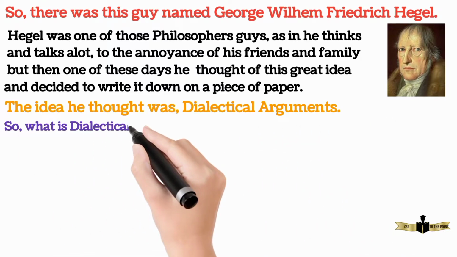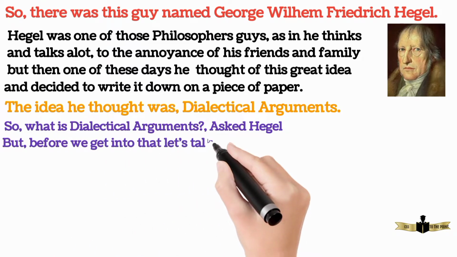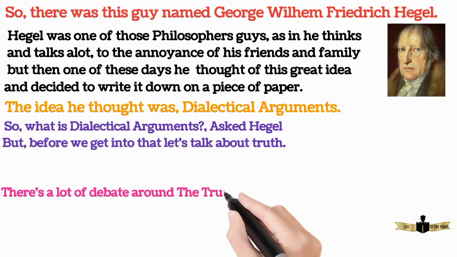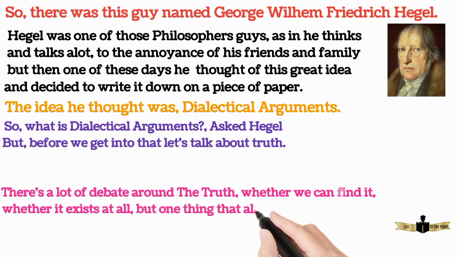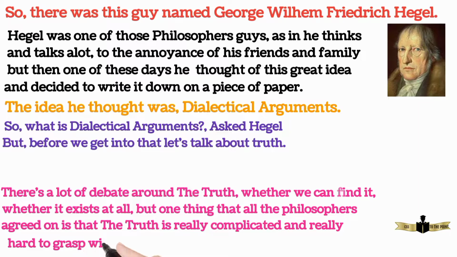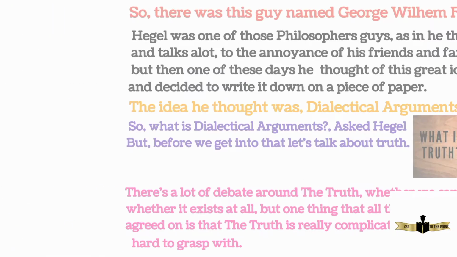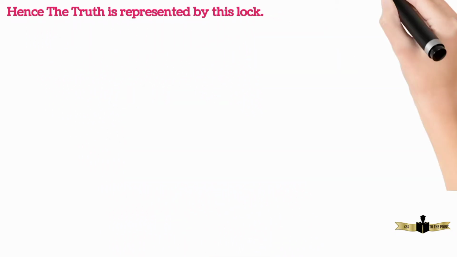So, what are dialectical arguments? Asked Hegel. But before we get into that, let's talk about truth. There's a lot of debate around the truth, whether we can find it, whether it exists at all, but one thing that all the philosophers agreed on is that the truth is really complicated and really hard to grasp. Hence the truth is represented by this lock.